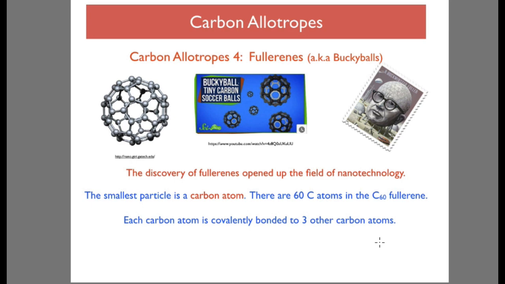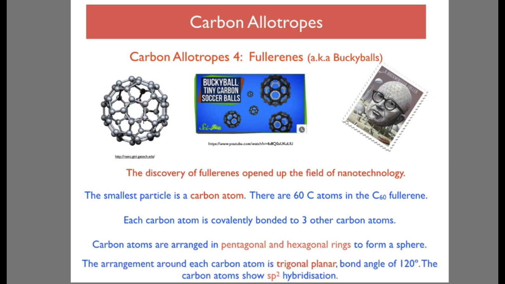Each carbon atom is covalently bonded to 3 other carbon atoms, and the carbon atoms are arranged in pentagonal and hexagonal rings. So pentagonal and hexagonal rings. You can see the pentagonal one facing us just there, and then there's a hexagonal one just there. The arrangement around each carbon atom is trigonal planar. Bond angle of 120 degrees. The carbon atoms show sp2 hybridization.